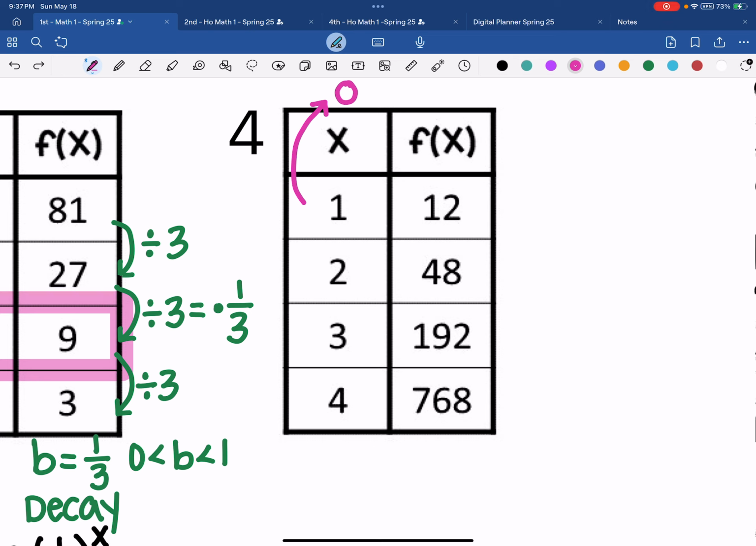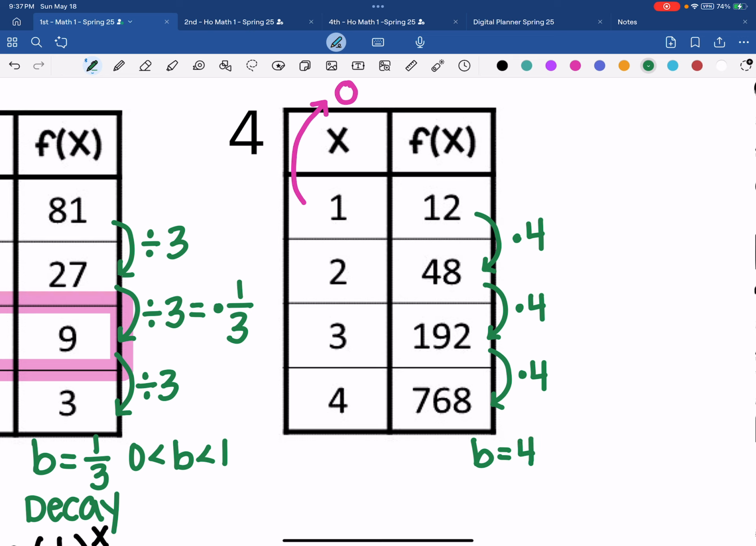So I need to look and see what my base is. How are we getting from 12 to 48, from 48 to 192, and then 192 to 768? Well, 12 times 4 is 48. 48 times 4 is 192. 192 times 4 is 768. So we're multiplying by 4. That's my base. That's my multiplier.